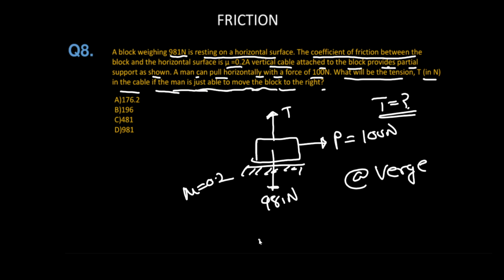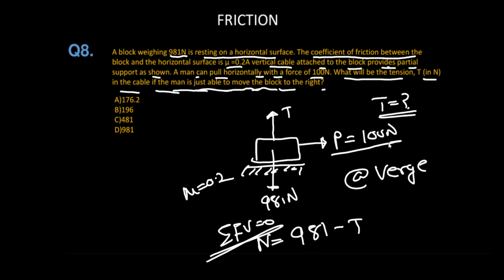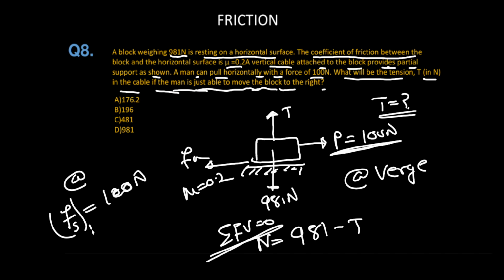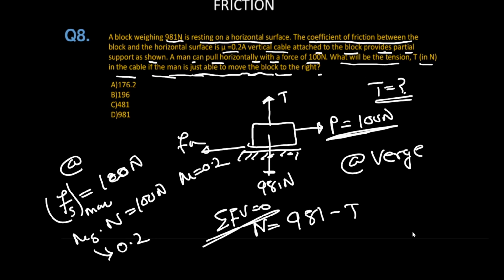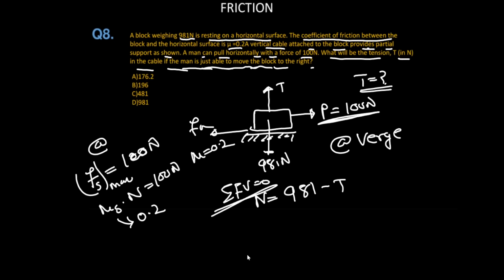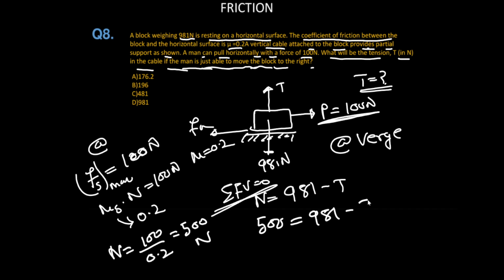The normal reaction will be simply 981 minus T, by applying net force in the vertical direction equal to 0. Then this is the P. At the verge of motion, whatever friction force you get will be balanced by P, so the friction force is 100 Newton. That is nothing but Fs maximum at the verge of motion. So mu s into N is equal to 100 Newton. Mu s is given as 0.2, so N is equal to 100 divided by 0.2, which is 500 Newton. Putting 500 here, it's 981 minus T, so T is equal to 481 Newton. Here is the answer.